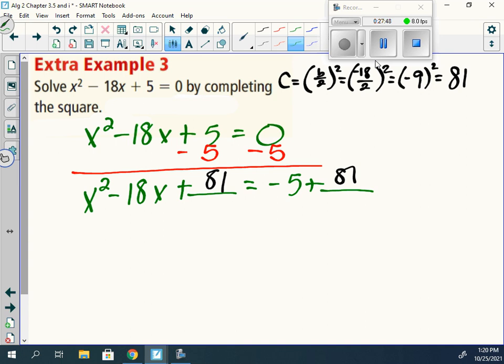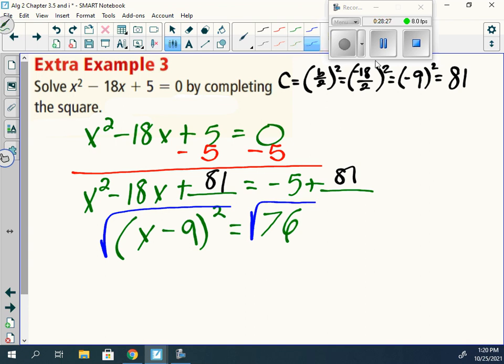Now on the left-hand side, we can rewrite x squared minus 18x plus 81 as what? Parentheses x, then what would we have? Minus 9 squared is equal to, well, negative 5 plus 81 is 76. And what do we do next? Square root both sides.